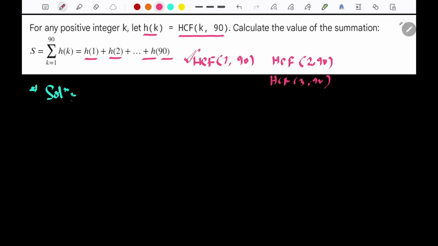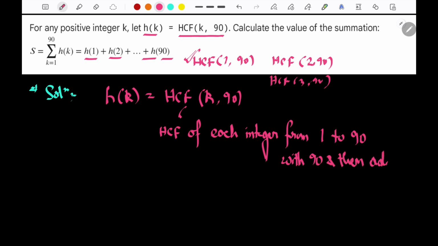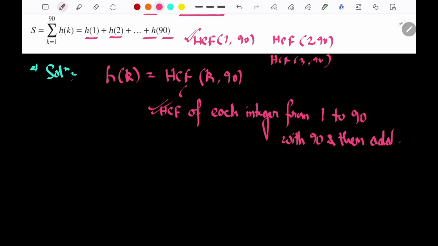So what's our approach? Instead of doing it like this, we know that h of k is equal to HCF of k comma 90. Now, if HCF of k comma 90 is there, we are required to find the HCF of each integer from 1 to 90 with 90, and then sum up and add. That is the objective of the question. But is it possible? It will become very tedious if you start doing it individually. But what is the technique?